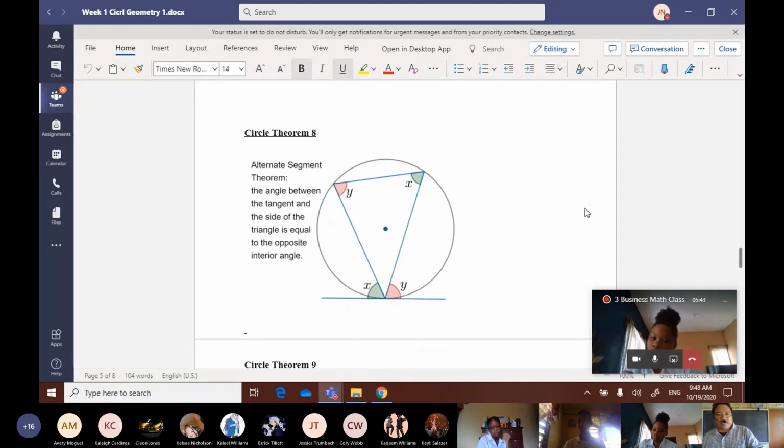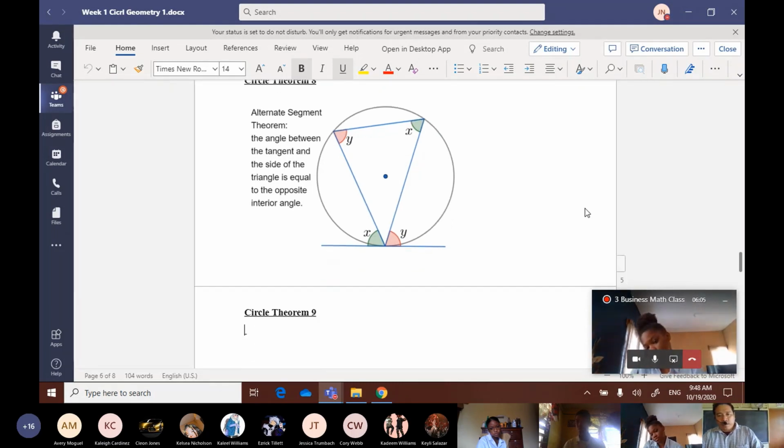Eighth, the alternate segment theorem: the angle between the tangent and the side of the triangle is equal to the opposite interior angle. We said it's not always going to be a triangle, so we normally say the angle between the tangent and the chord is equal to the angle in the alternate segment. And theorem 9, we didn't go into much detail with it.